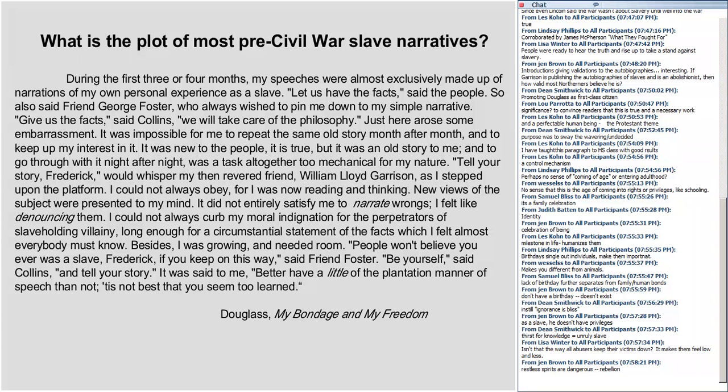That's what we want in our slave narrative. Just tell about your personal experience as a slave. "Let us have the facts," said the people. We already saw Harry Jacobs' problem with giving you the facts. Well, how much fact do you want before you'll say, that can't be true, I don't want to hear any more about it? So also said friend George Foster, who always wished to pin me down to my simple narrative.